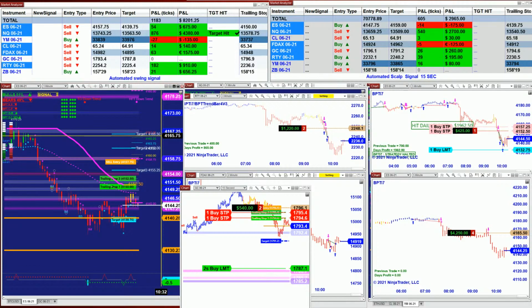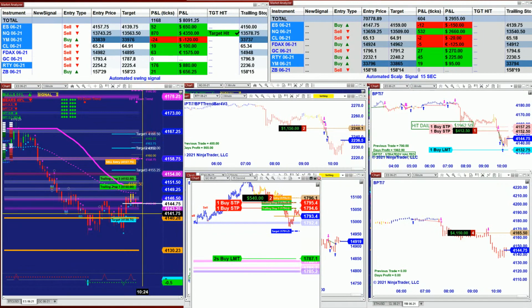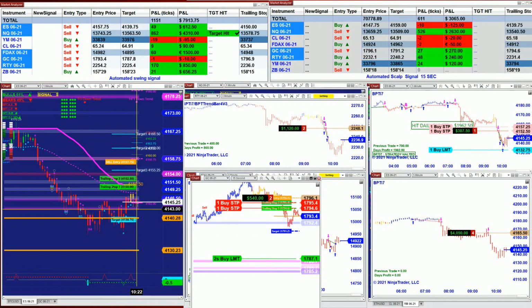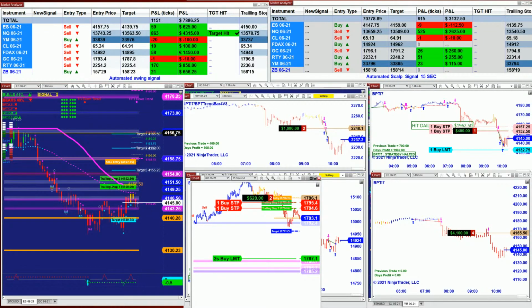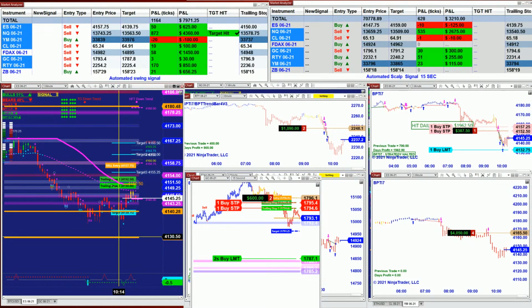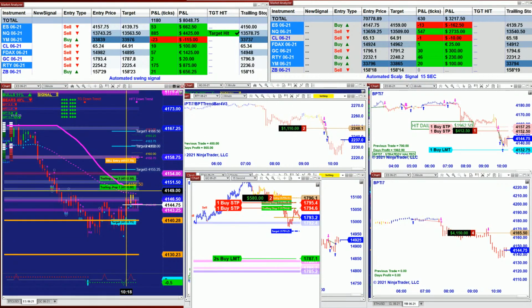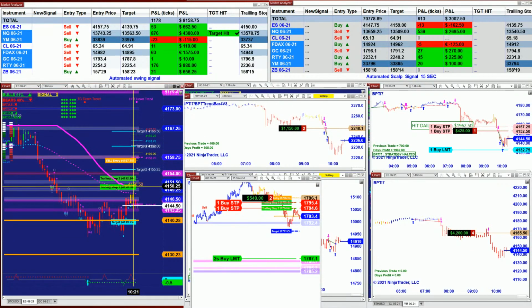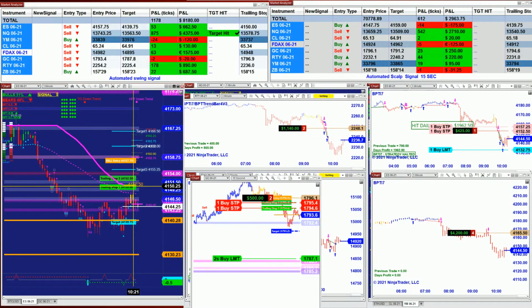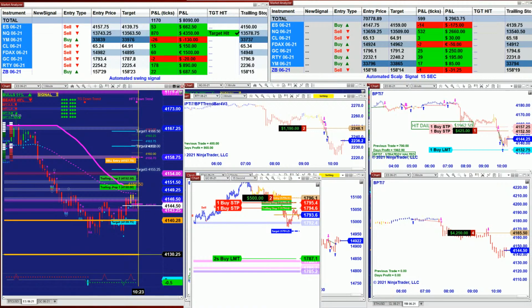One step at a time. If we break the last support area here, 41.43 on the ES, I'm expecting to go around 41.30, and it is very important to stay below the 41.50. Once we break the 41.43, I'm expecting to go to the 41.30.25. So we'll keep our eye on it.